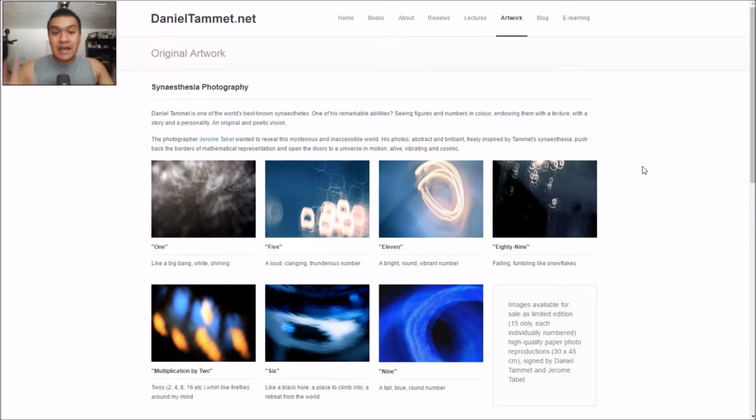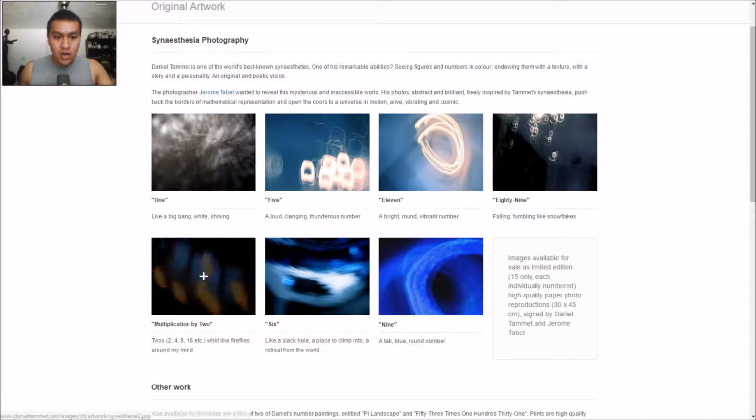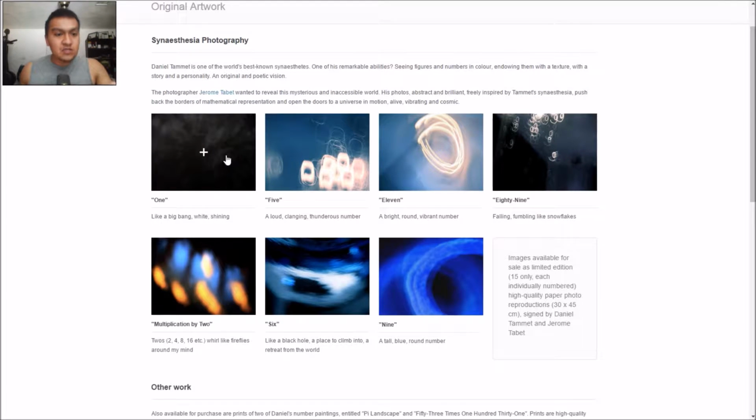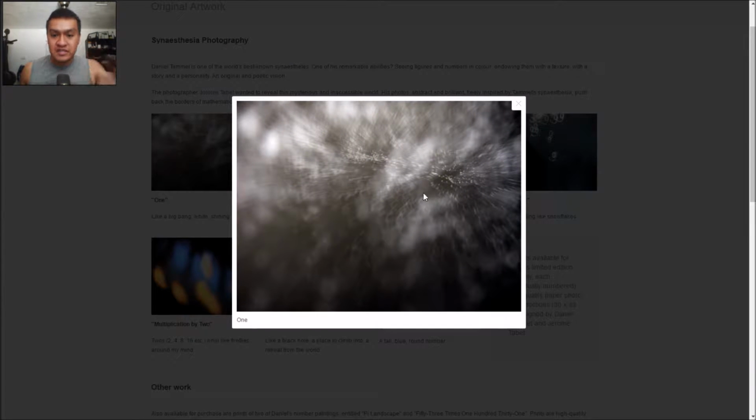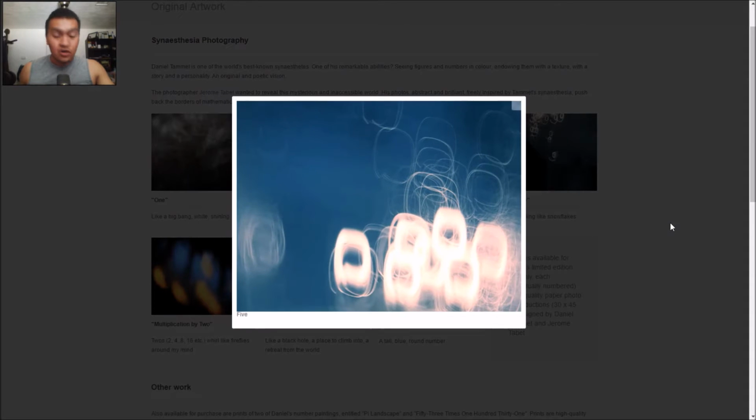And so Daniel Tammet, he also has synesthesia. So what happens is for him, on the screen you can see 1, 5, 11. When Daniel Tammet sees one, this is what he pictures. He pictures this. This is what he sees. Or he pictures five, or he sees five, or hears five. He sees this.